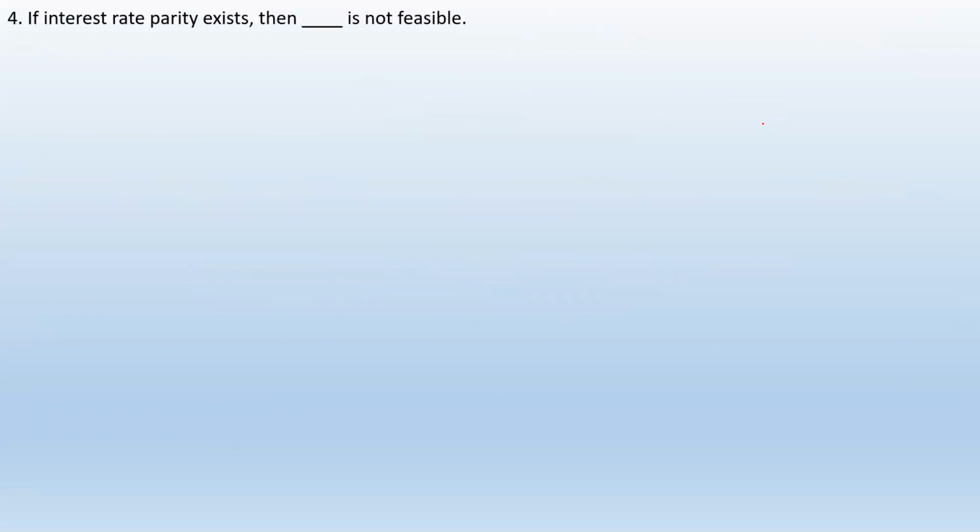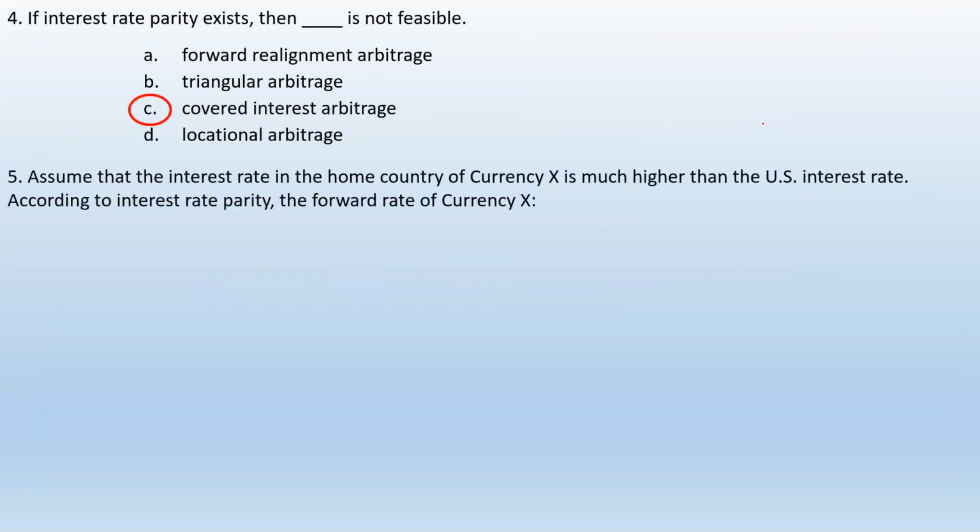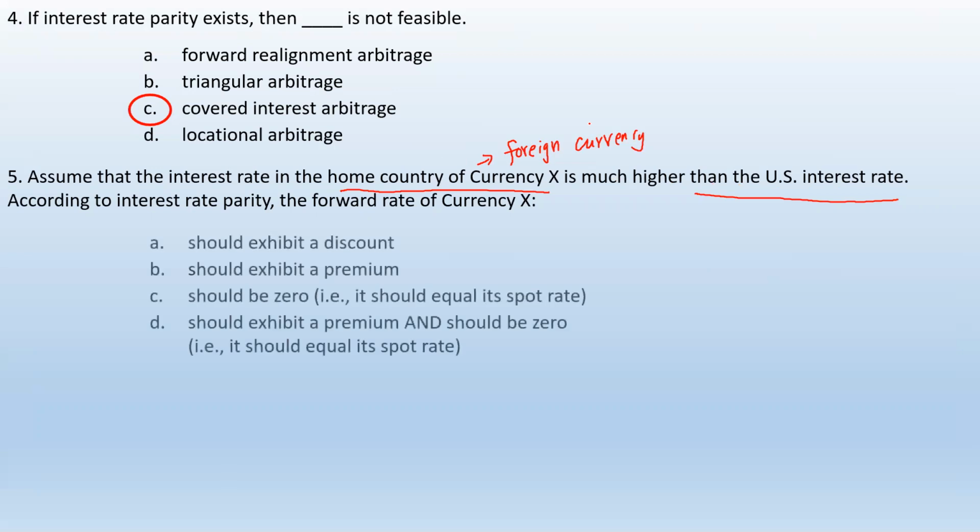If interest rate parity exists, covered interest arbitrage is not feasible. Assume that the interest rate in the home country of currency X, this is very misleading, this home country. Actually, because in direct quotation we use the US dollar as the base currency, this currency X actually is a foreign currency in our formula. Even if you call this home country, it's still a foreign currency.